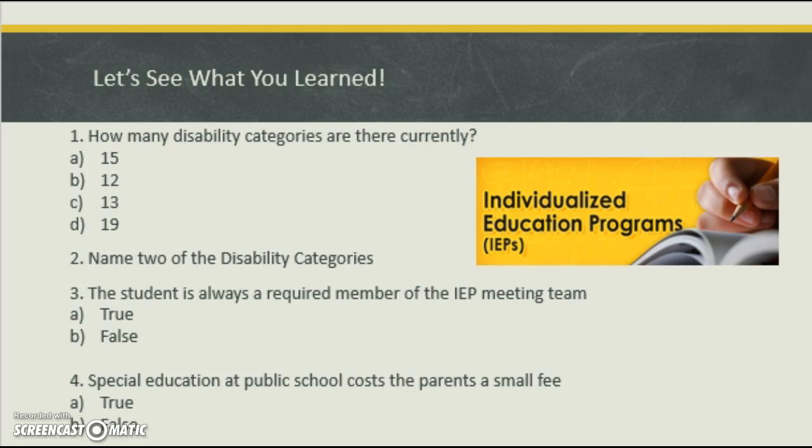Alright, let's see what you've learned. Question 1. How many disability categories are there currently? Question 2. Name 2 of the disability categories. Question 3. The student is always a required member of the IEP meeting. True or false? And lastly, question 4. Special education at public schools costs the parents a small fee. True or false?